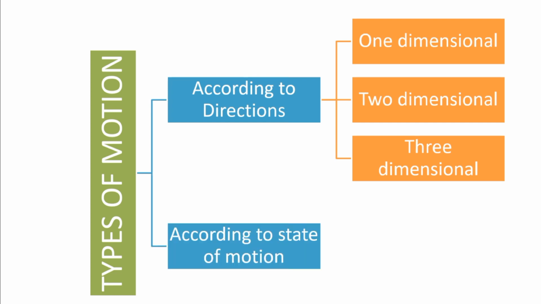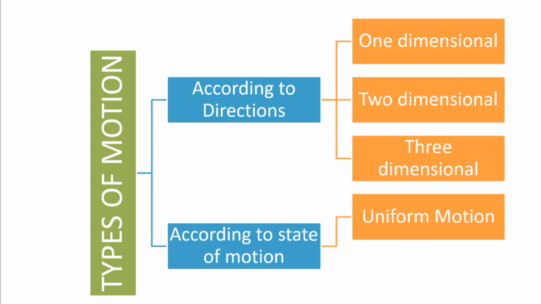Next is classification according to the state of motion, in which the first type is uniform motion. An object is performing uniform motion when it moves with a constant speed and direction, like a train moving with a constant speed on a straight track.